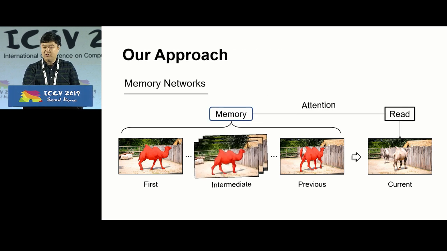To this end, we propose an approach based on memory networks that can use all the available information, including the intermediate frames. All the previous frames with object masks can be embedded into the memory, and the usable information is read through the attention mechanism.